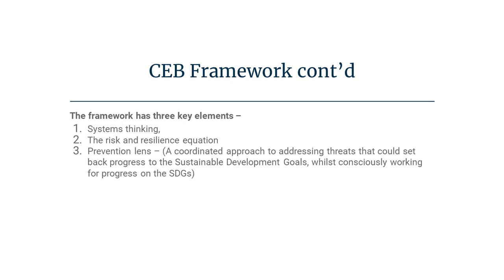The framework has three key elements. One, systems thinking. Two, the risk and resilience equation. Three, prevention lens, a coordinated approach to addressing threats that could set back progress to the sustainable development goals, whilst consciously working for progress on the SDGs.